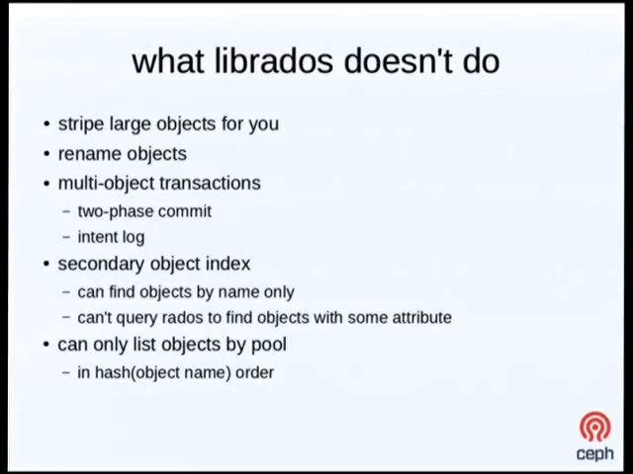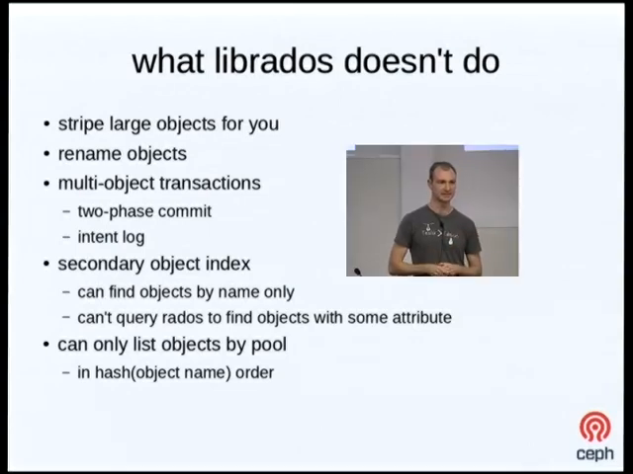And you can only list objects by pool in a complete, incoherent way. So you can iterate all the objects in the system, but they're returned in hash order, which is generally not very useful. So if you need to enumerate the things that you've stored, you usually need to maintain your own index that does that. So the Rados gateway has the bucket index for that. The file system has directory objects, depending on your strategy.